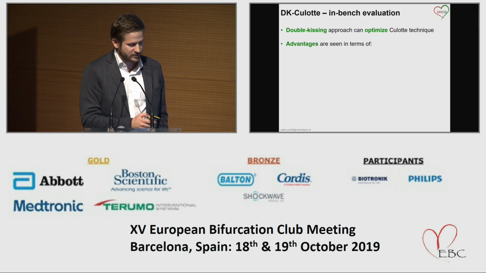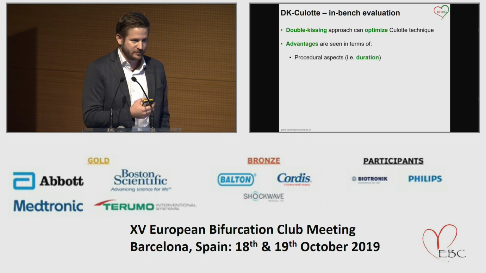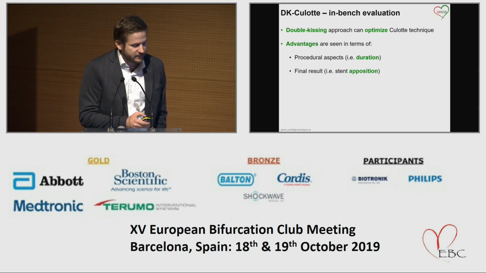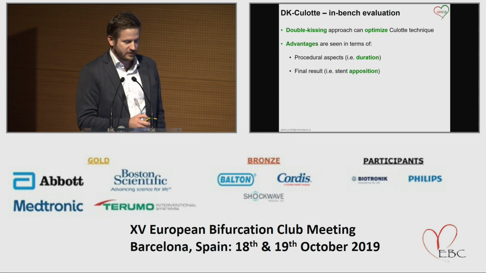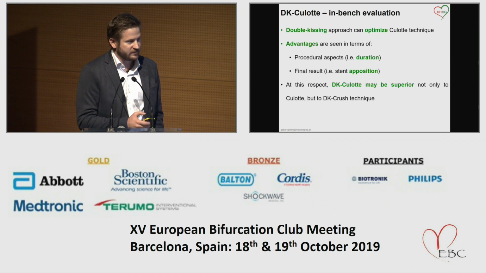And these advantages can be expressed in terms of procedural aspects. Despite this additional stent, it seems to be quicker and more straightforward or more predictable. And also in terms of final procedural result, in terms of apposition, it was also better performance. In this respect, DK-Culotte may be superior, not only to Culotte, but also to DK crush technique.